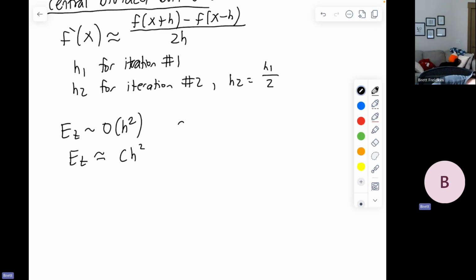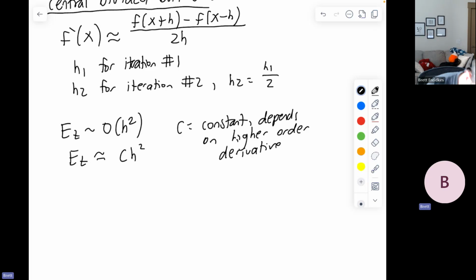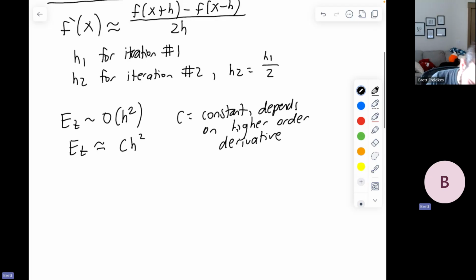And we saw that this c, which I'm just saying is a constant, depends on some higher order derivative, and additionally some factorial, like 3 factorial or something. I don't remember off the top of my head which term it was. But in general, that's some constant, while the thing that we're interested in is the h. So we're just going to say it's some constant times h squared.